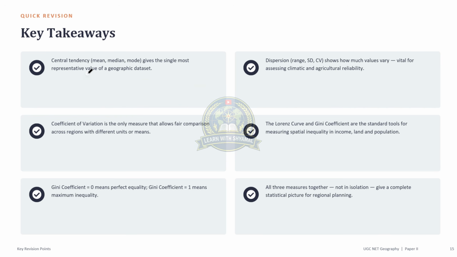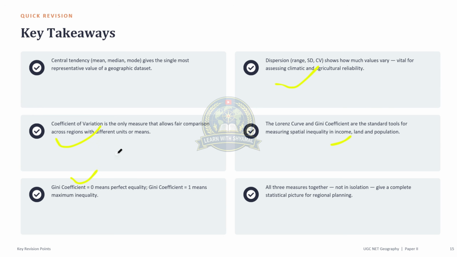Central tendency, mean, median, and mode, gives the single most representative value of a geographic data set. Dispersion, range, SD, and CV, standard deviation and coefficient of variation, shows how much values vary, vital for assessing climatic and agricultural reliability. Coefficient of variation is the only measure that allows fair comparison across regions with different units or means. The Lorenz curve and Gini coefficient are standard tools for measuring spatial inequality in income, land, and population.